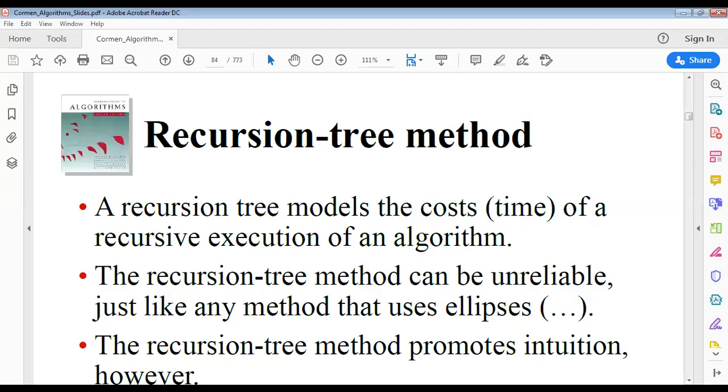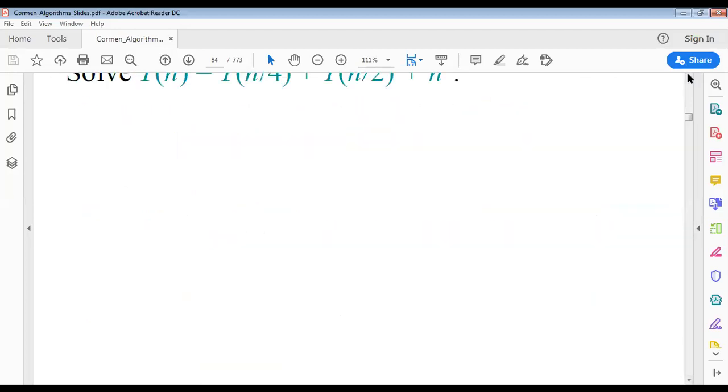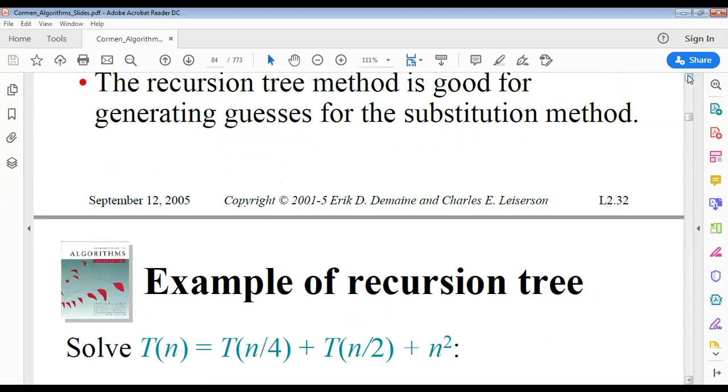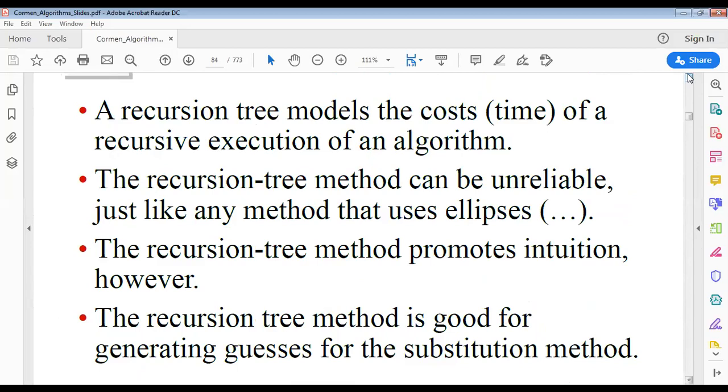In this lecture, we will discuss the recursion tree method: what it is and how we can use it. In the previous lecture we discussed the master method. The master method can be used only if the recurrence has a specific type of equation. However, the recursion tree method can be used for a number of types of recurrences. A recursion tree can model the cost, the time, of the recursive execution of an algorithm.